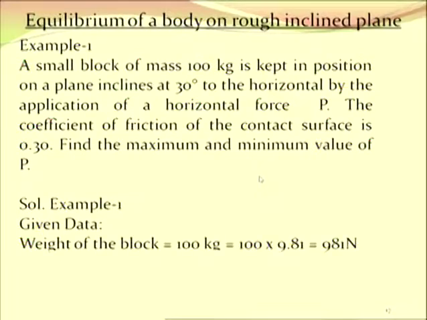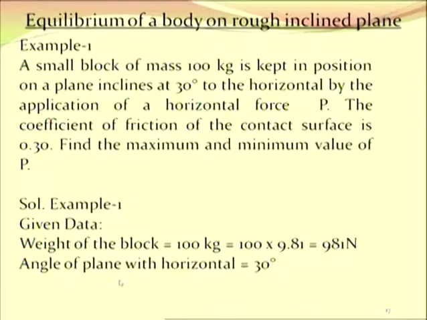Now the given data we can summarize as weight of the block. We have to obtain it; here mass is given, so mass is 100 kg. W is equal to mg, that is mass into gravity acceleration. So mass is 100 into gravity acceleration 9.81, so it results as 981 Newton. Angle of plane with horizontal, that is 30 degree. Coefficient of friction mu, that is 0.3.